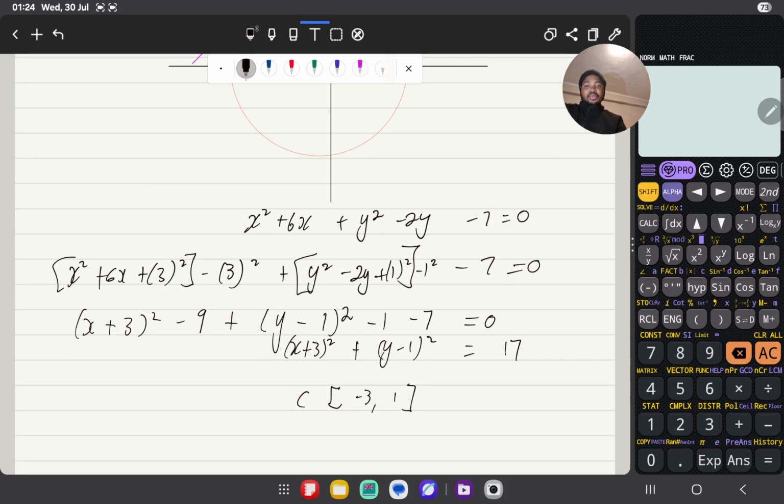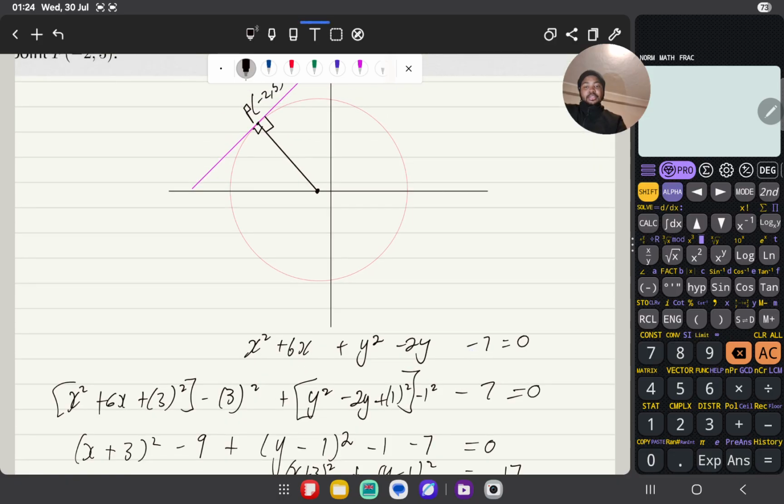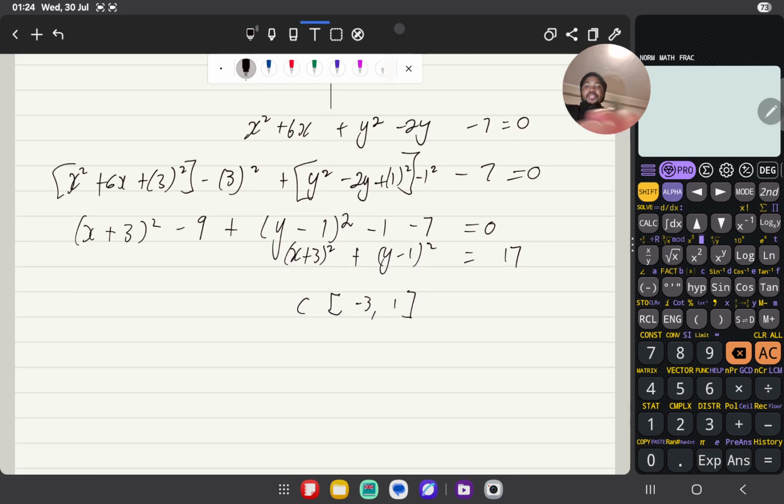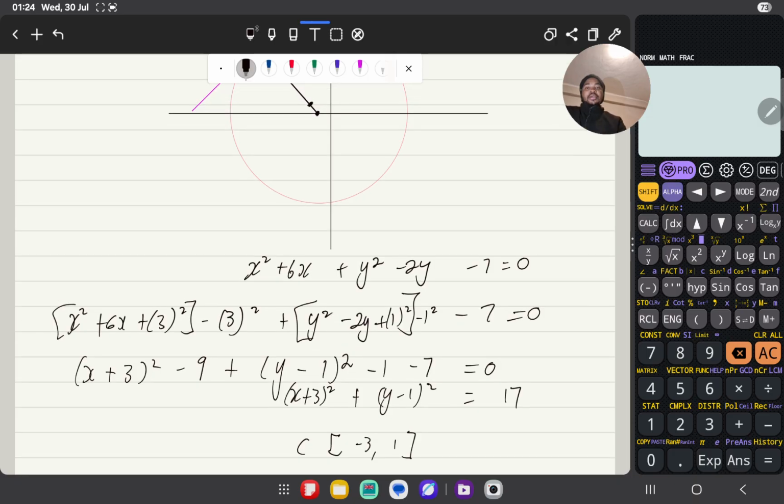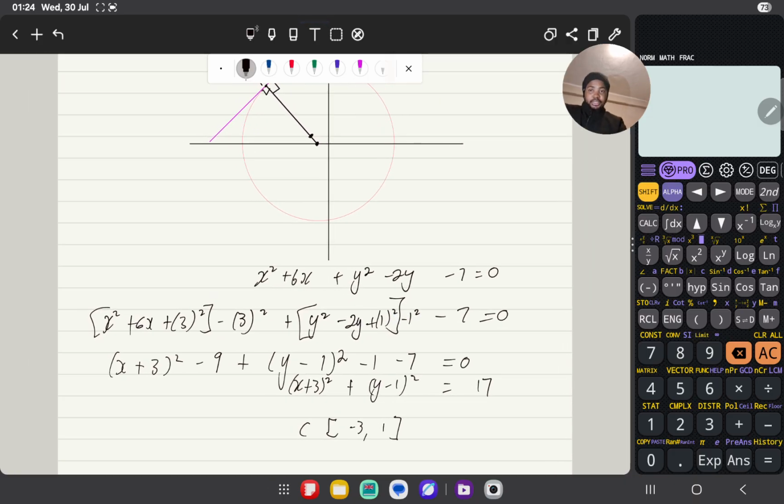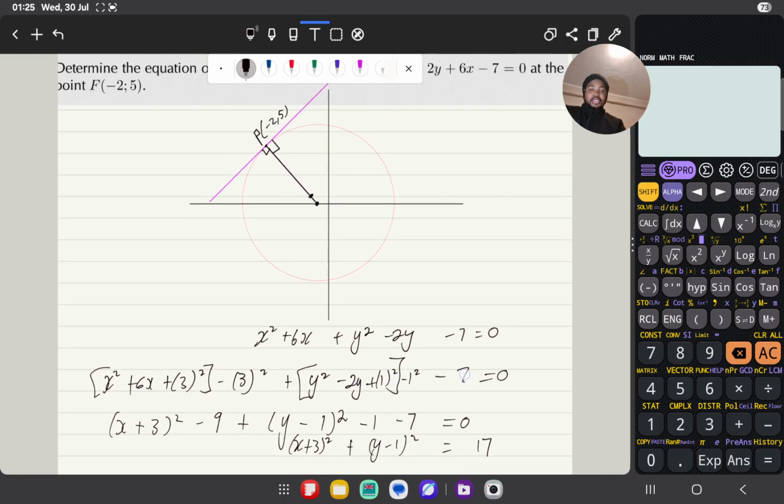I was quite close with my diagram. Perhaps if I put it somewhere here and say this is the center. So now I have the center, and I know that the radius is perpendicular to the tangent.